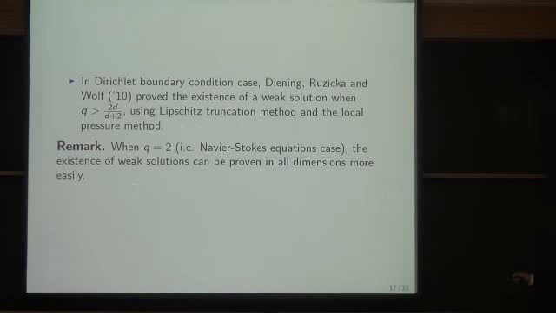And when q is equal to 2, basically the Navier-Stokes equation case, and especially the Laplacian of v case, the existence of a weak solution can be proven in all dimensions more easily. And this is a classical result of Jacques-Louis Lions and many other people.